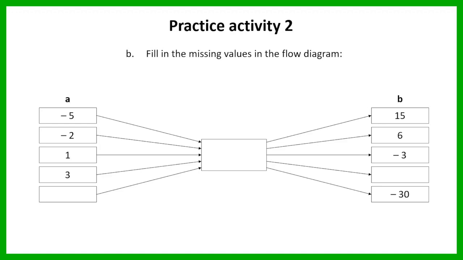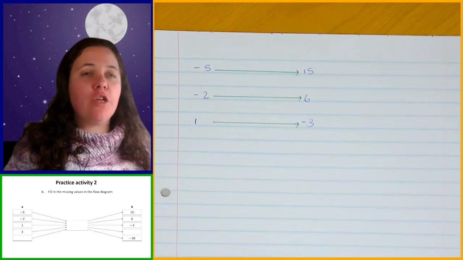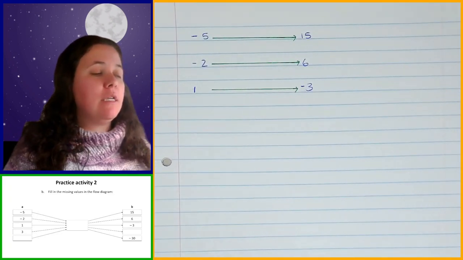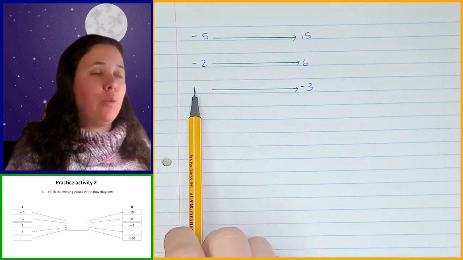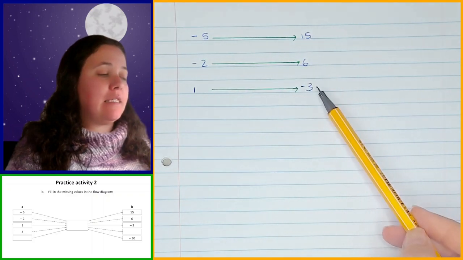Okay, let's go through that and see what you got. First of all, let's find our rule. Over here, I've got my inputs of negative 5, negative 2, and negative 1 with their corresponding outputs of 15, 6, and negative 3.